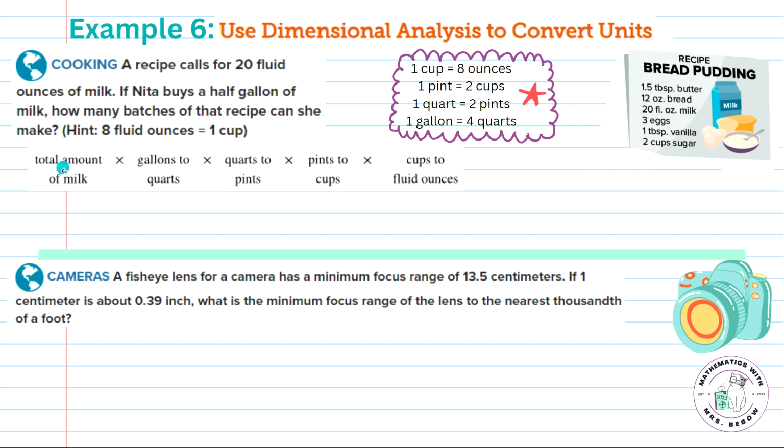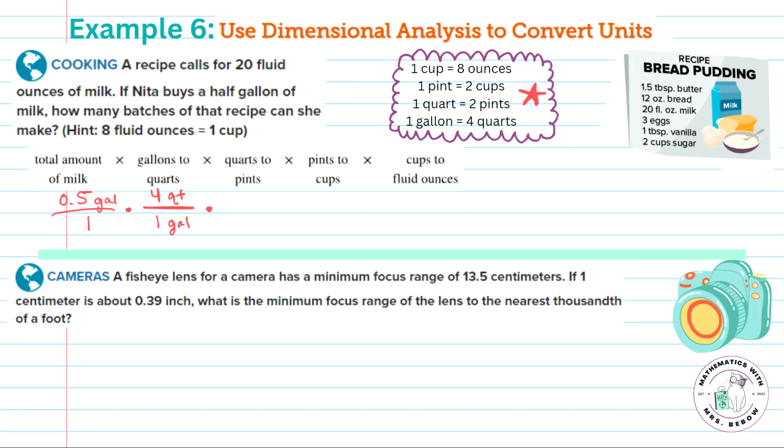So we're going to take the total amount of milk, convert it to quarts, then to pints, then to cups, and then finally to the number of ounces, so that we can figure out how many batches we can make. Writing this out, the amount of milk that we have right now is a half gallon. So we're going to start off by writing a half gallon over 1. We're then going to multiply by the conversion factor for quarts to gallons. So we have 4 quarts in 1 gallon.